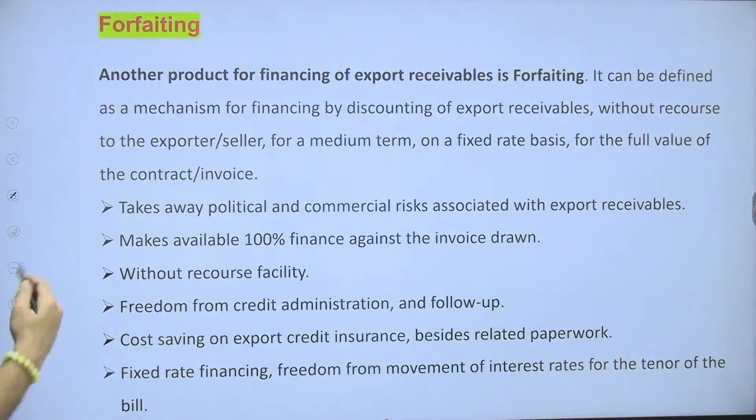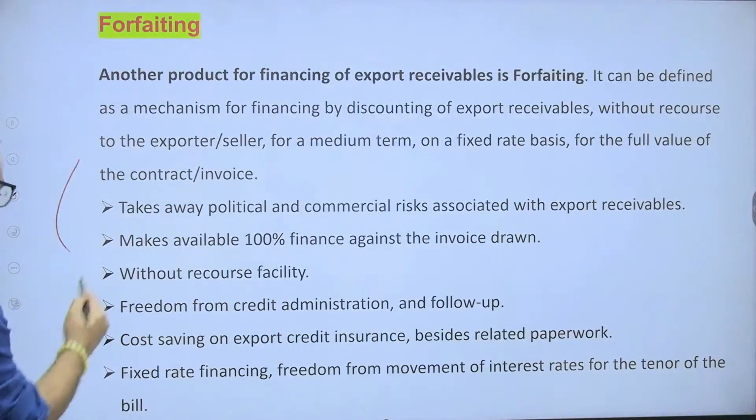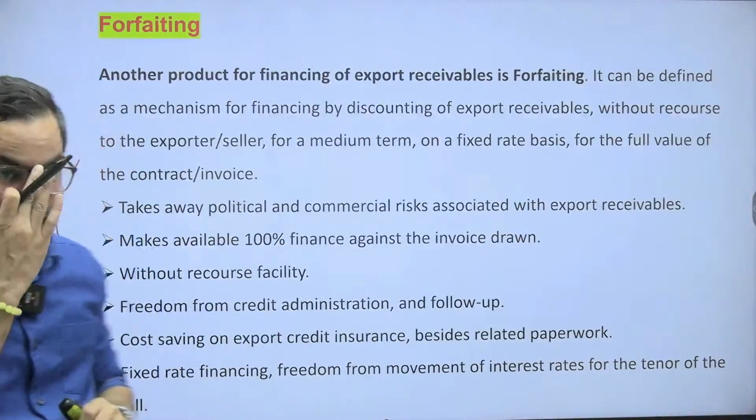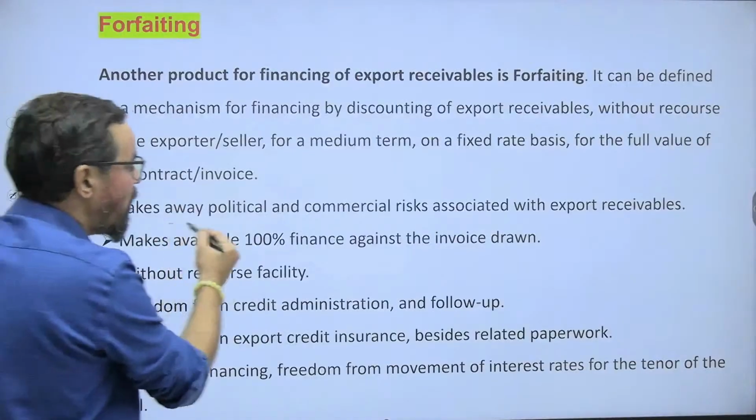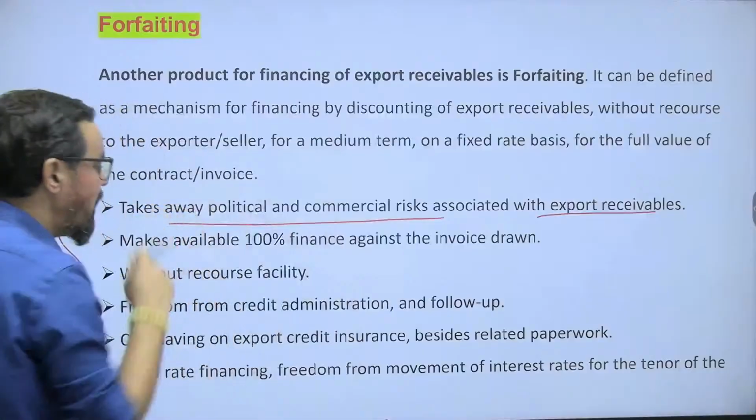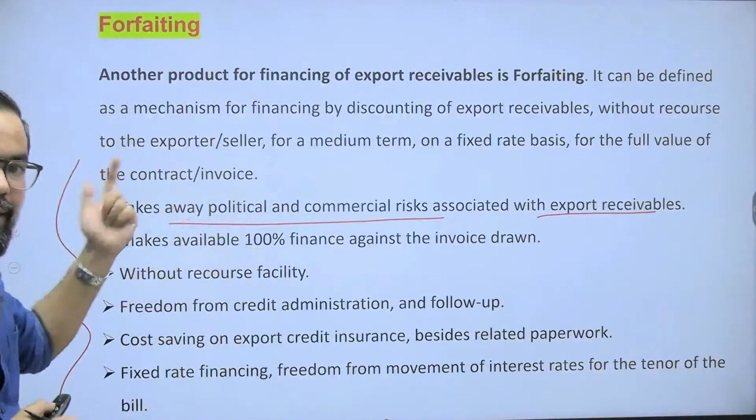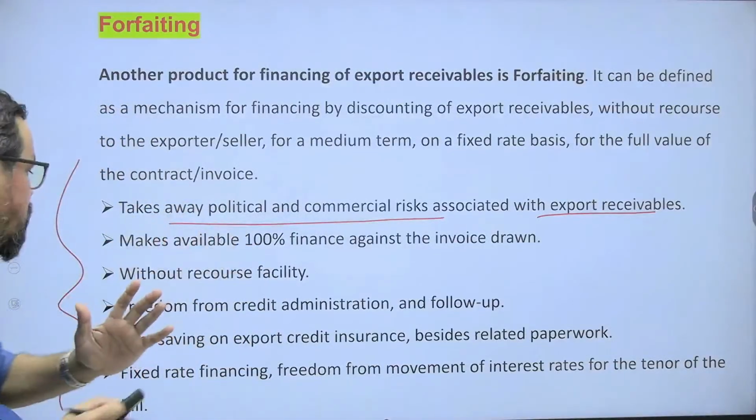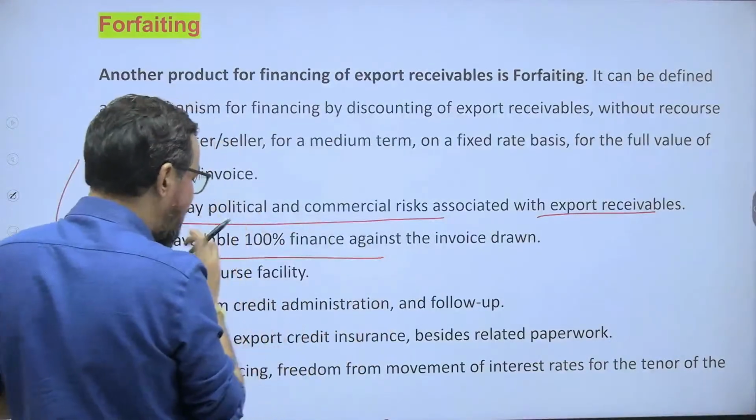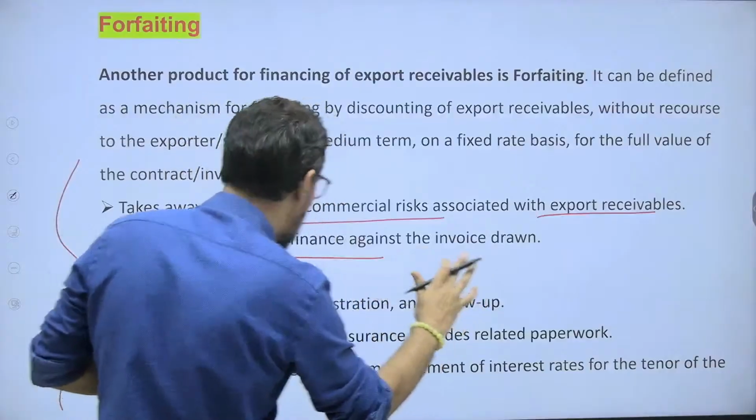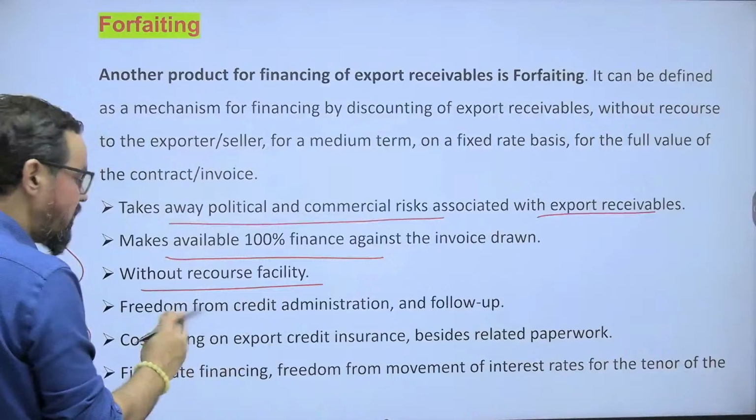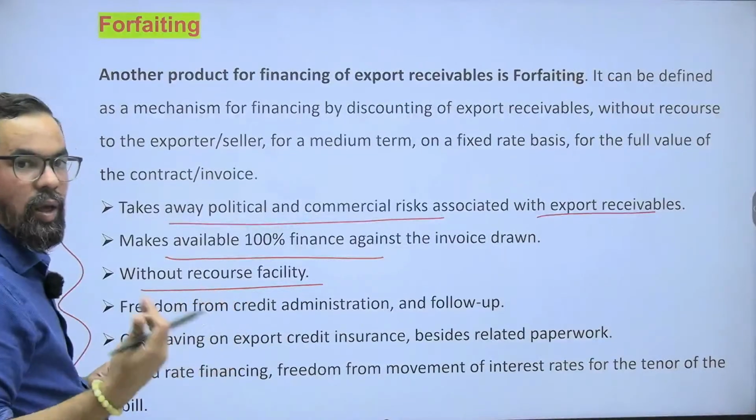Forfeiting, in case of forfeiting, it is a kind of one-time transaction with the exporter where we are discounting 100% of the bill, right? So it takes away political and commercial risk associated with the export receivables. It is always without recourse, but factoring can be with or without recourse. Okay? Please do remember this statement also. It makes available 100% finance against invoice drawn, without recourse facility. There is no guarantee required from the exporters.